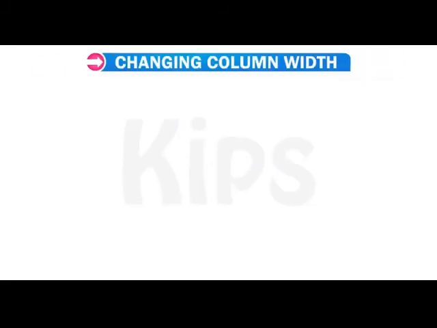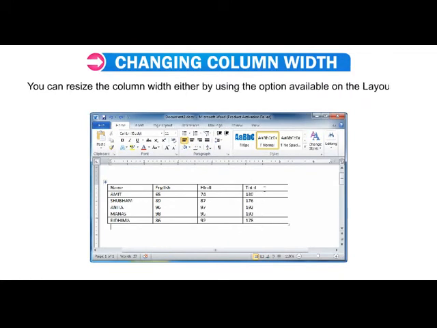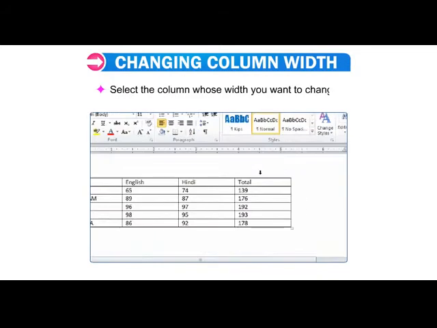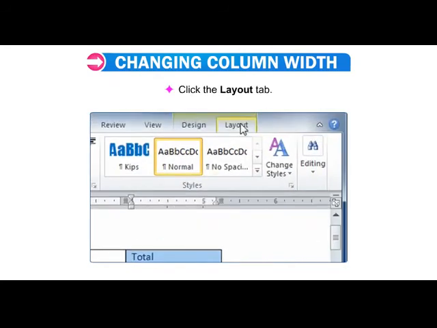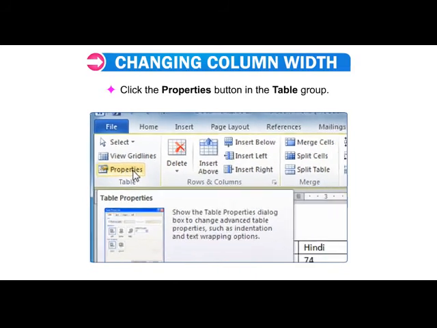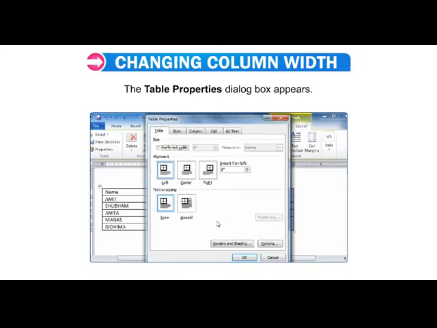Okay, now I will tell you how to change column width. You can resize the column width either by using the option available on the Layout tab or by using the mouse pointer. Select the column whose width you want to change. Click the Layout tab. Click the Properties button in the Table group. The Table Properties dialog box appears.